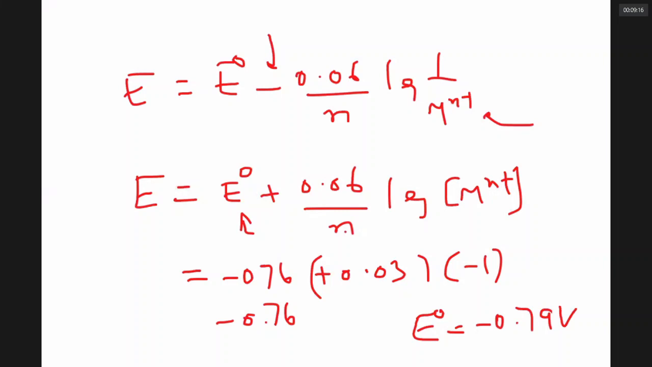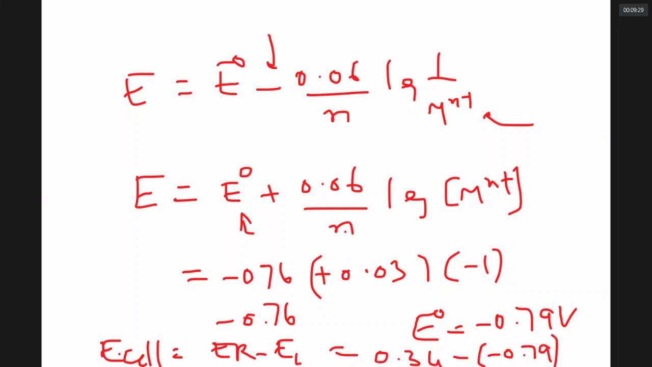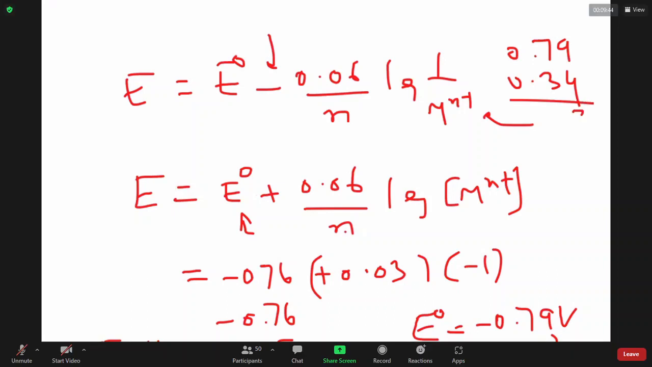Now, E left I did not change. So E cell is equal to E right minus E left. It is equal to 0.34 minus of minus 0.76. Is equal to how much? 1.1.